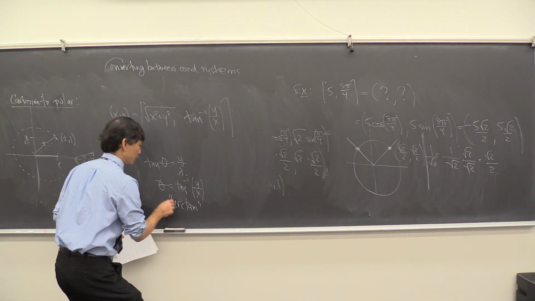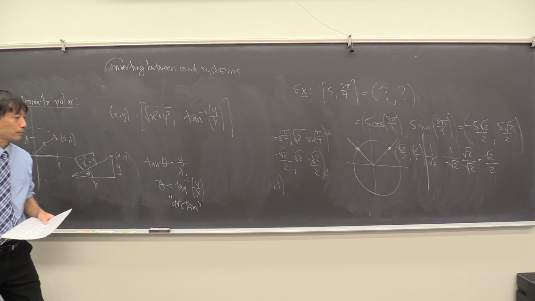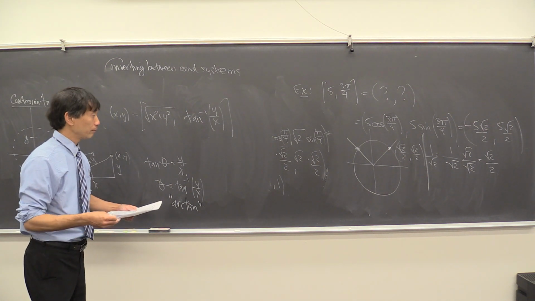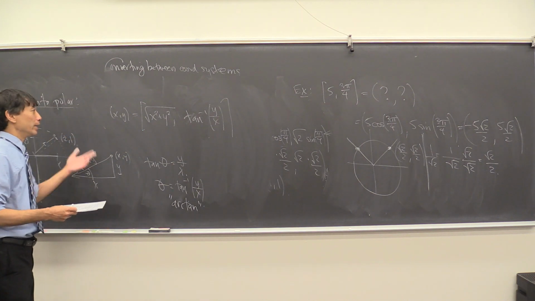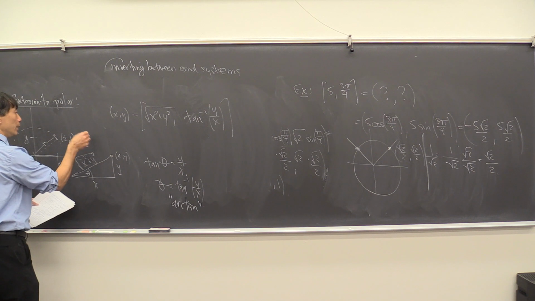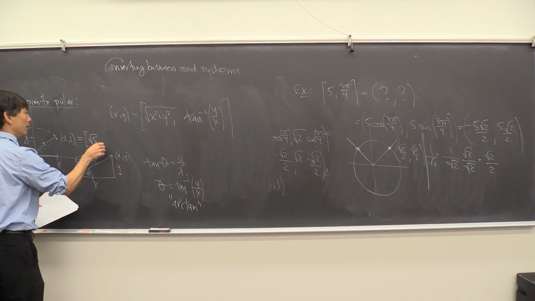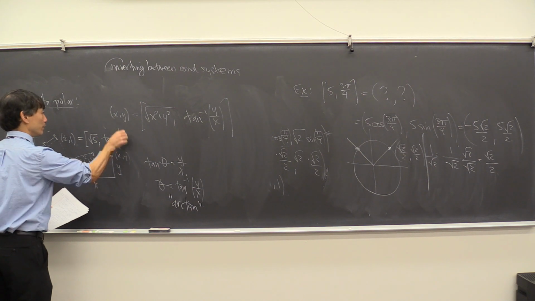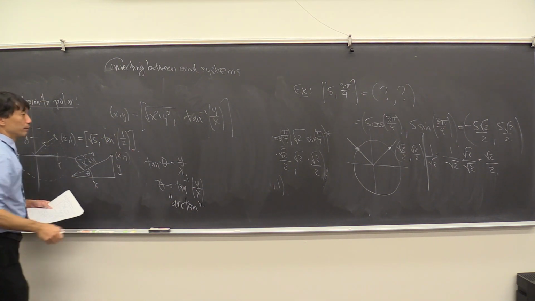Arctan. So in this case, this point 2 comma 1 turns into, in polar coordinates, the square root of 5 comma arctan 1 over 2.